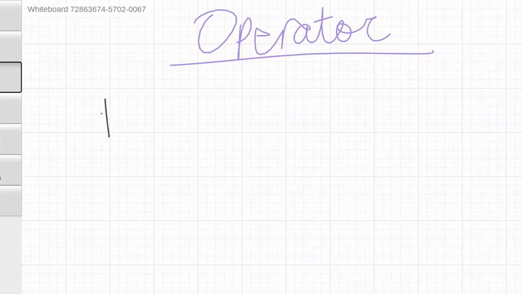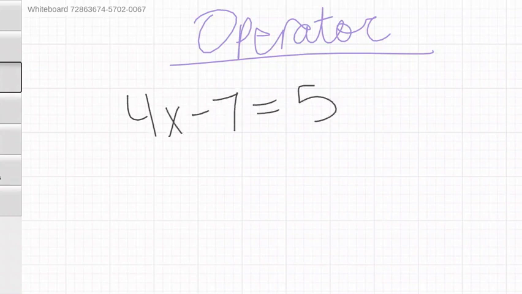Now the reason why we didn't box the minus sign or the addition sign in the terms in the last basic was because those are something called operators. Operators sound like operation, and operations are adding, subtracting, multiplying, or dividing. That's exactly what operators are. They are the operations in an equation or an expression. So if it was 4x minus 7 equals 5, what would be the operator? Well, it would be minus.